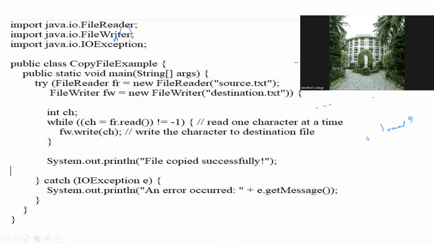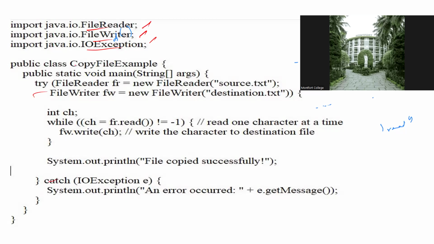So here I have the code for this. Let me take this to the top right side. If you see properly here, these are the things we have to import before we can proceed. So FileReader, FileWriter, and we need IOException, because we are using a try block and catch block. For that purpose, we have IOException.